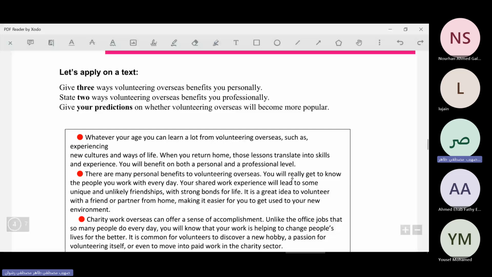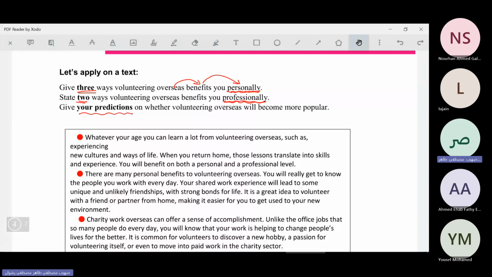The question here is asking to identify, look at the screen please, three ways that volunteering overseas benefits you personally. So we want to find how volunteering is positively affecting us personally, and then two ways volunteering overseas benefits you professionally, not personally only, but professionally as well. And finally, you will do your production.